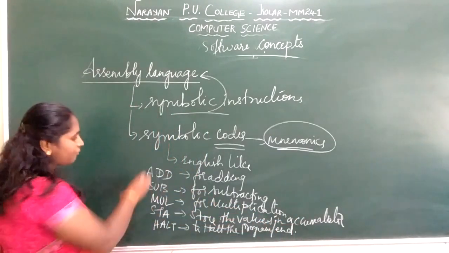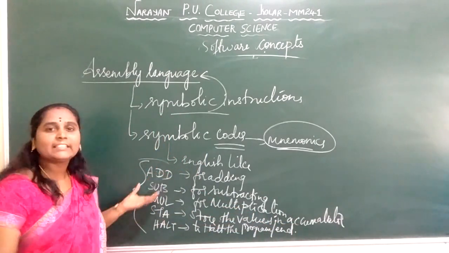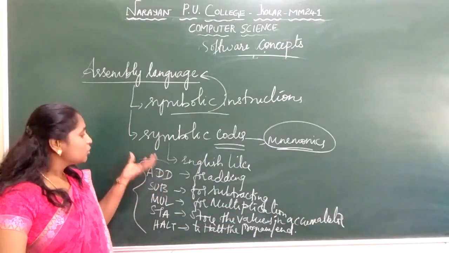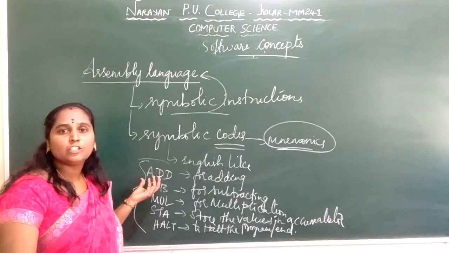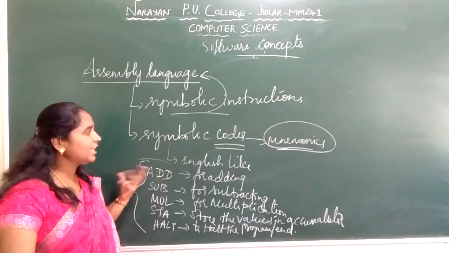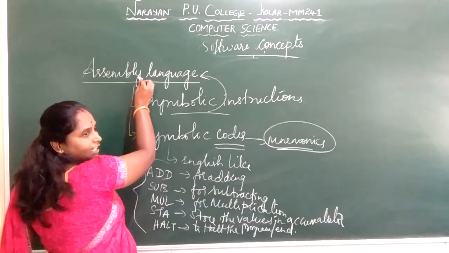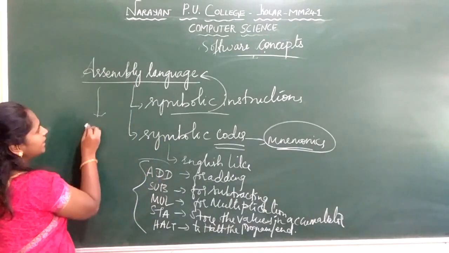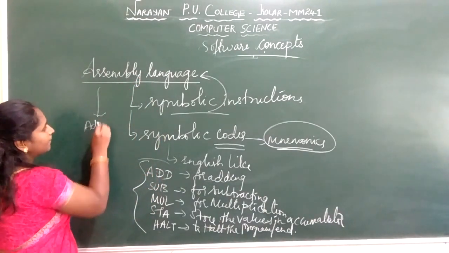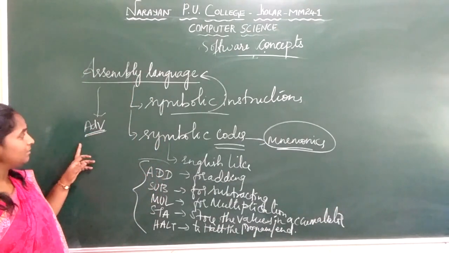So these are some of the examples of how mnemonics can be represented in a program. Here these mnemonics are very easy to understand. You can easily understand these mnemonics or symbolic codes. So this is nothing but an assembly language. What are the advantages of the assembly language?